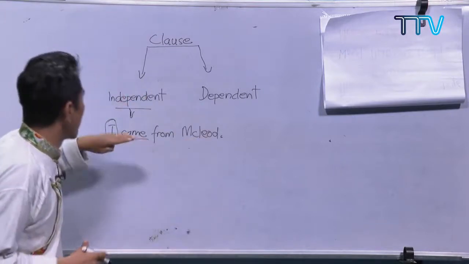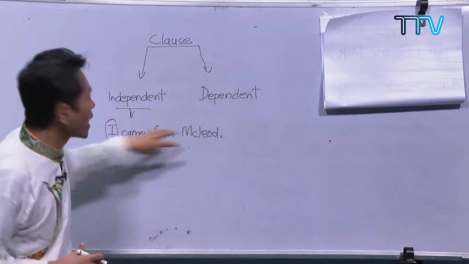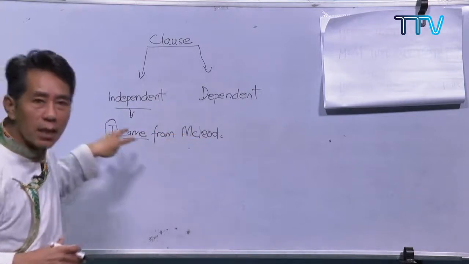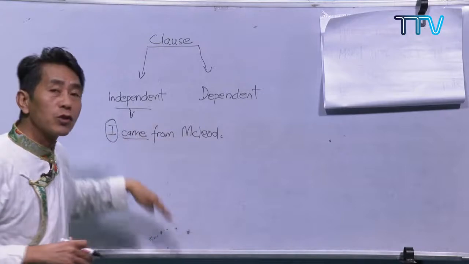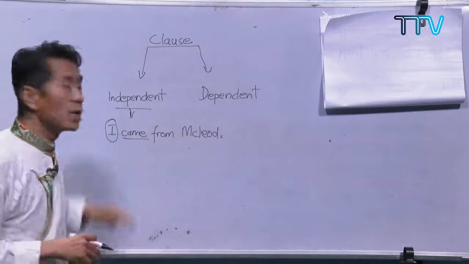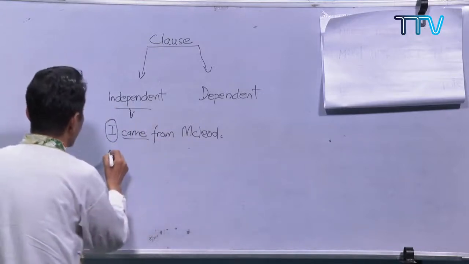Now this is independent. Why? Because it makes a complete sentence. It makes a complete meaning. It does not have to depend on others. So this is independent. Okay.